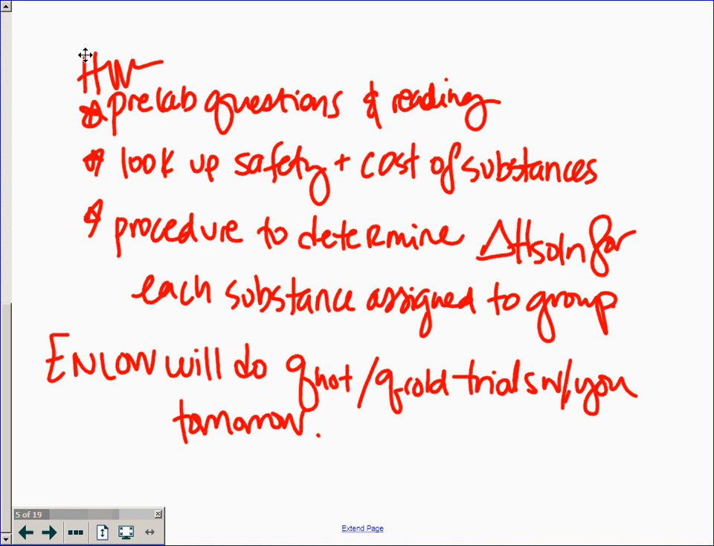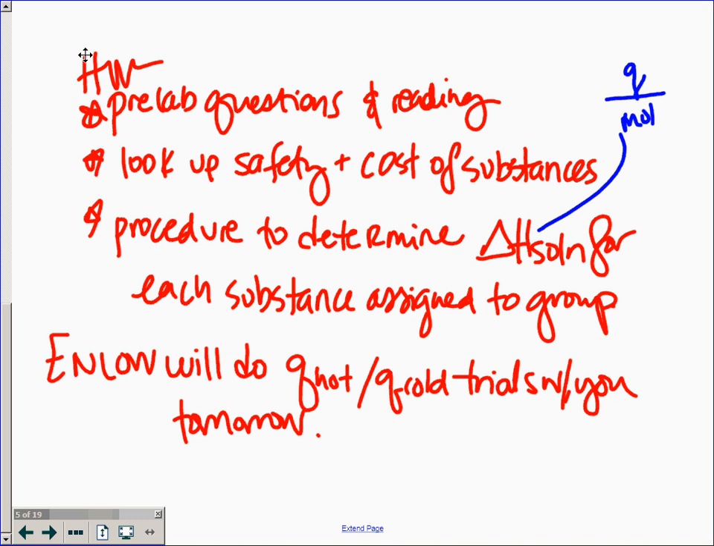Three, design a procedure, just like we did today. Do not change anything. Mimic what we did today. This is why we did the teacher directed part first. Determine a procedure to calculate H of solution. How do you find H of solution, guys? Q over moles, okay? So definitely you're going to have to find a way to find Q and moles, for each substance assigned to your group. And remember, those are on my Google Doc as well.